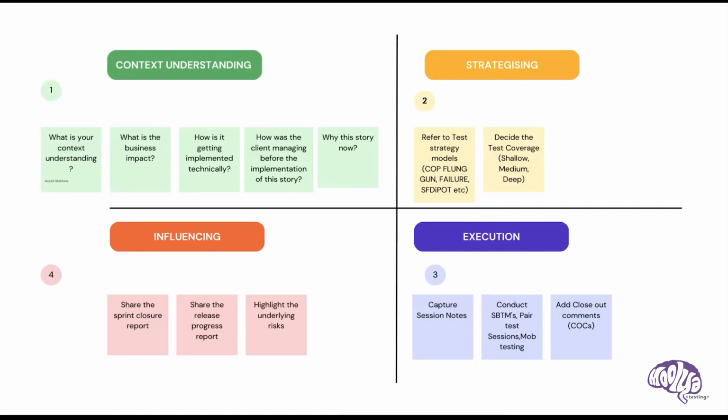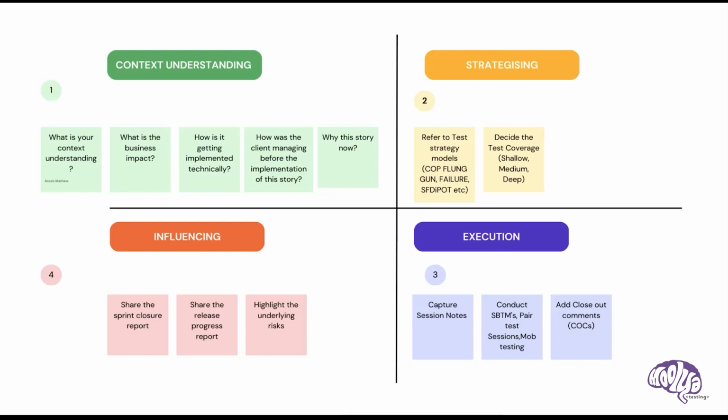If you want to do context-driven testing, you would definitely want to start with context understanding. Once you gain context understanding, you would move into strategizing. Once you are ready with the strategy, you can move into execution. And after execution, you would move into influencing. These four steps are the same everywhere. But how you do this would be totally different in my project, and it might be different in your project or in your team context.